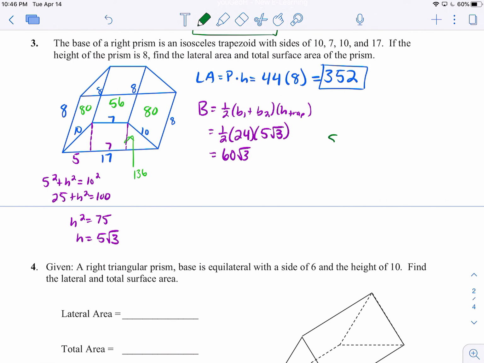So then in total for our surface area, this would be our lateral area, which is 352, plus 2 times our base area of 60 root 3, which in exact form comes out to be 352 plus 120 square root 3. And this is in square units.